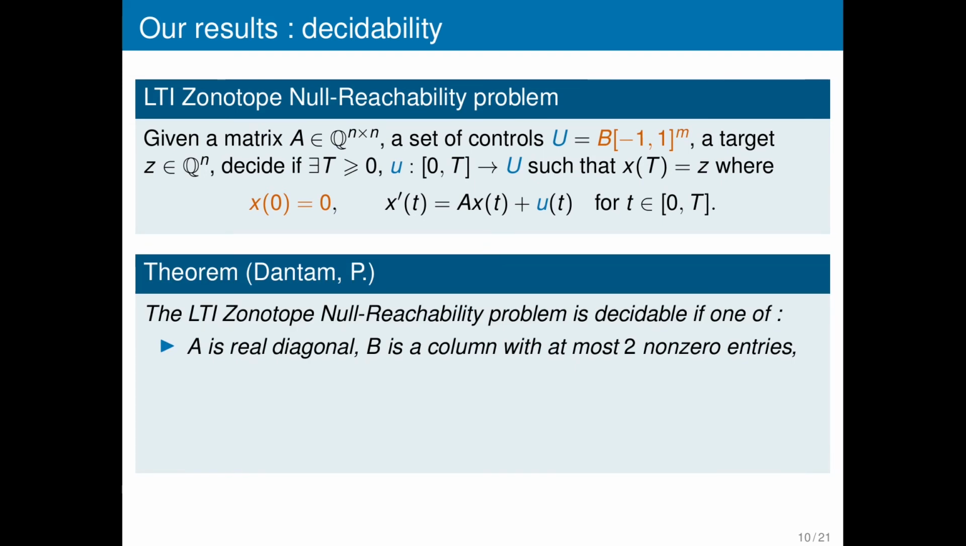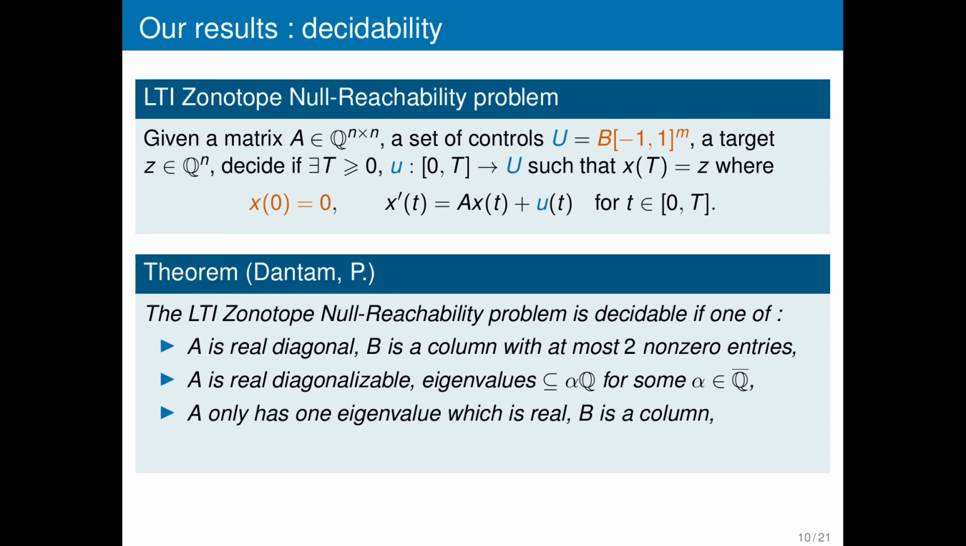We're able to show that the problem is unconditionally decidable in some very restricted cases. Namely, if A is real diagonal and B is a column with at most two non-zero entries. We can also decide the problem when A is real diagonalizable and all its eigenvalues are either rational or a rational multiple of the same algebraic number alpha.